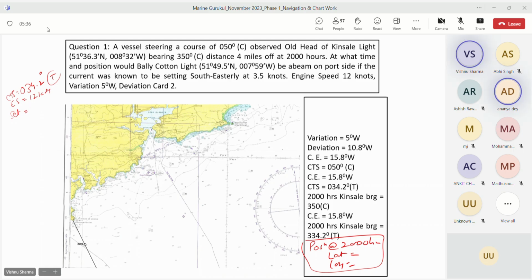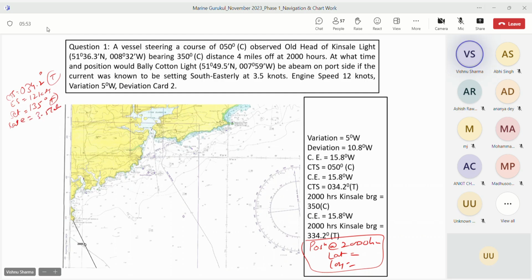Southeasterly. What is it in degrees? 135 degrees. When you go to the compass rose, it is 135. Because some of you may have doubts, that's why I'm asking you. The rate of current is given as 3.5 knots.